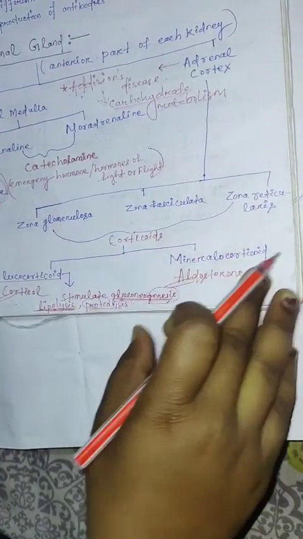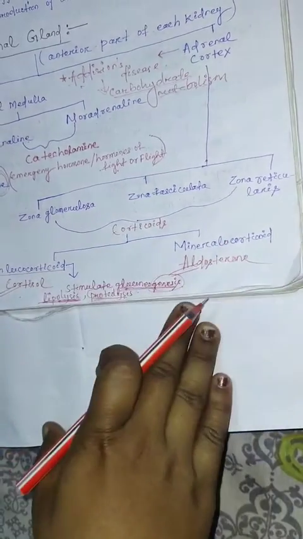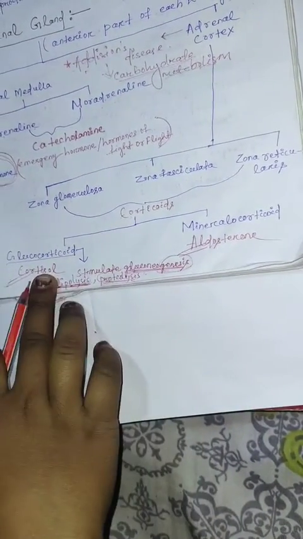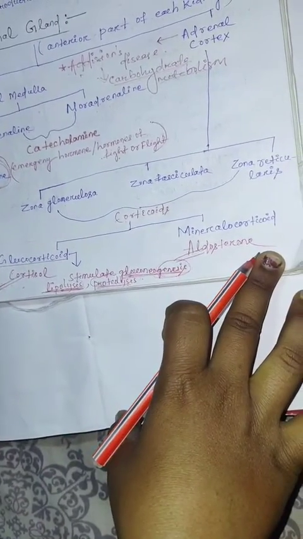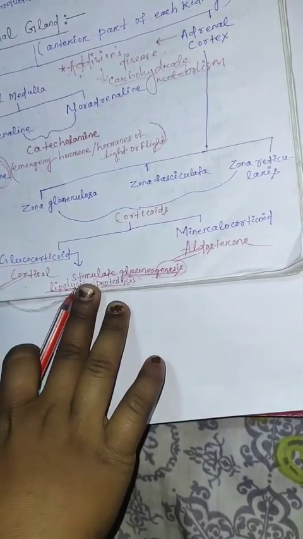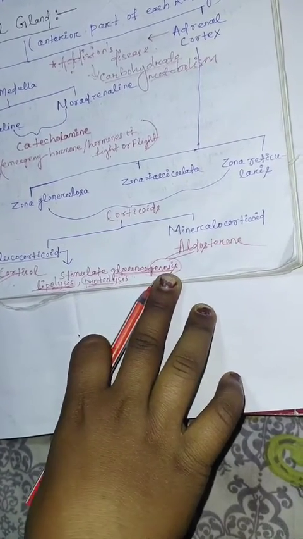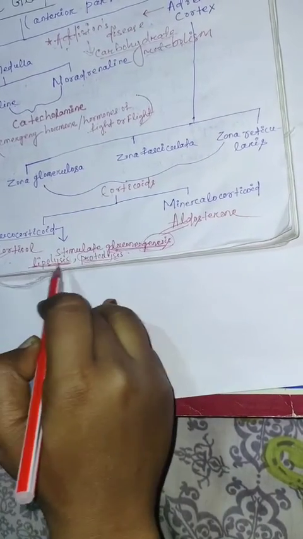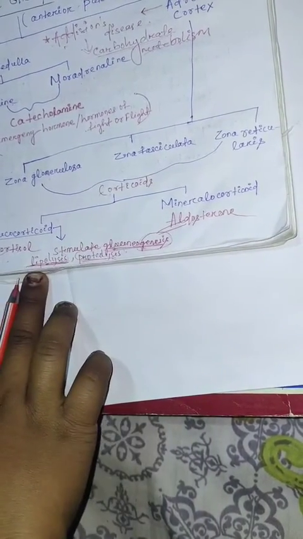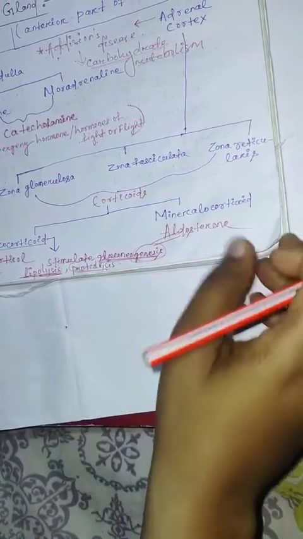Moving on to corticoids. Corticoids may be glucocorticoids or mineralocorticoids. Main glucocorticoid is cortisol. Main mineralocorticoid is aldosterone. Glucocorticoids stimulate gluconeogenesis, that is, formation of glucose from non-carbohydrates. Lipolysis, that is breakdown of lipid, and proteolysis means lysis of protein, that is breakdown of protein.